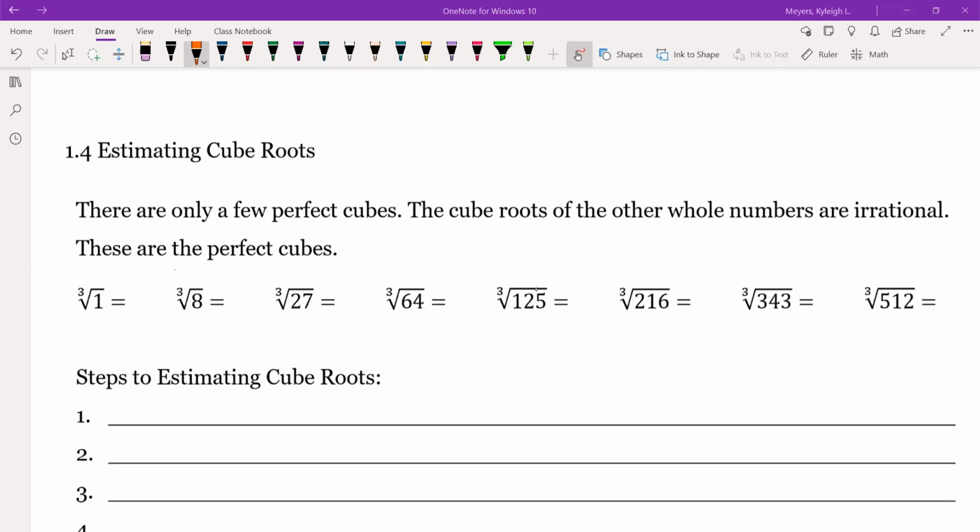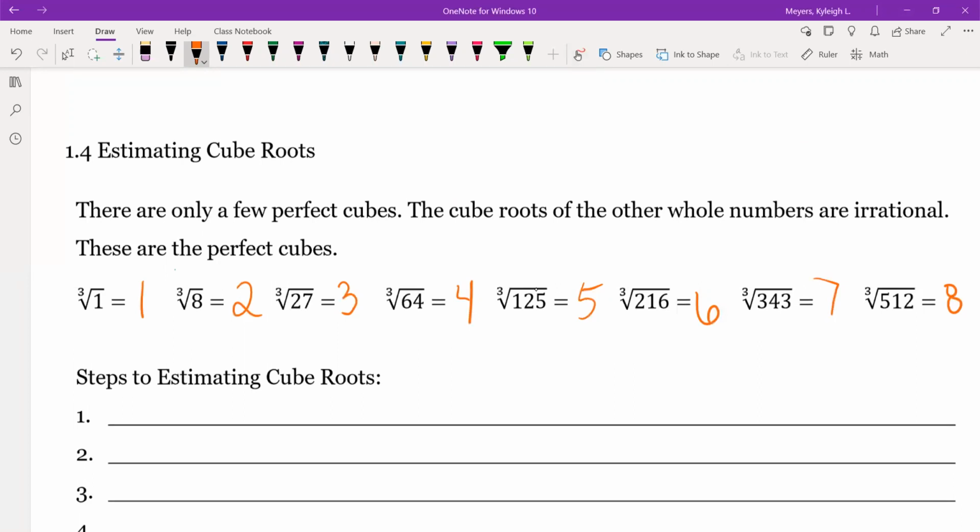So the cube root of 1 is 1. Cube root of 8 is 2. Cube root of 27 is 3, 4, 5, 6, 7, 8. And we're not going to get much higher than 8 just because that number is pretty big.